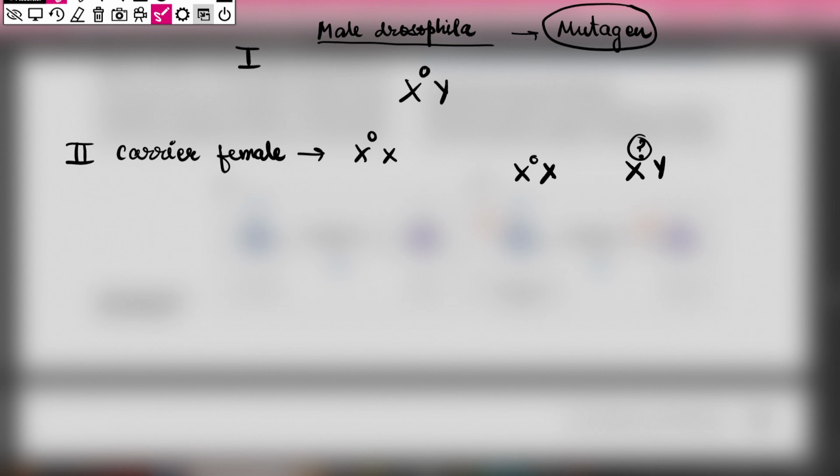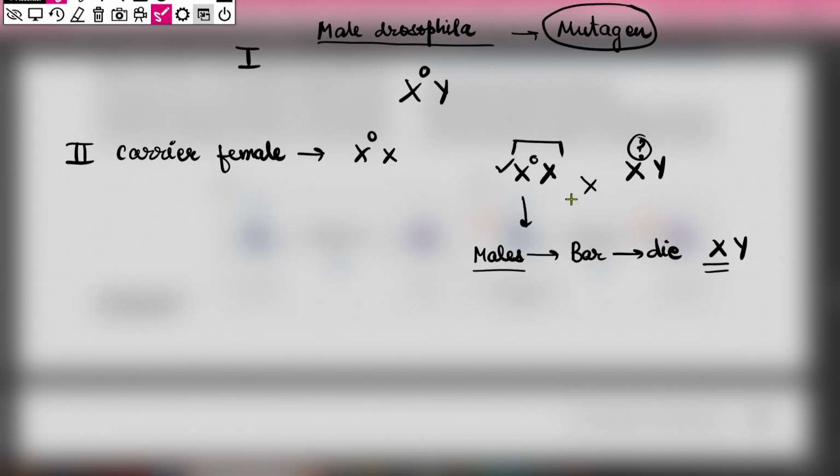Okay, now what happens is that when we cross them, males will be produced, and among all those males, the ones which have bar eyes will die, because they have only one X chromosome, and this X chromosome is inherited from the mother. So if they have inherited this X chromosome, they will have the bar eye, and in that condition they will die. So this can clearly detect that the mutagen has been expressing itself, and it is from that recessive X chromosome only. This recessive lethal gene has expressed itself in the male progeny and it has come from that X chromosome.